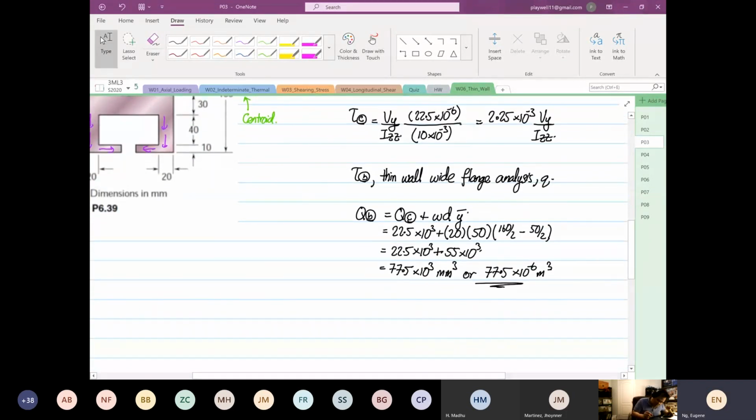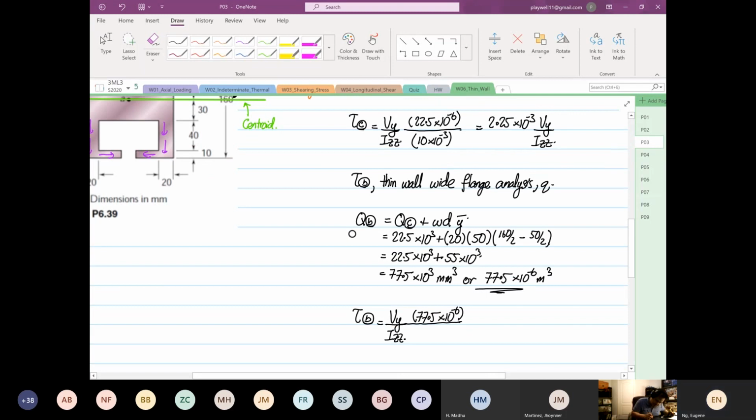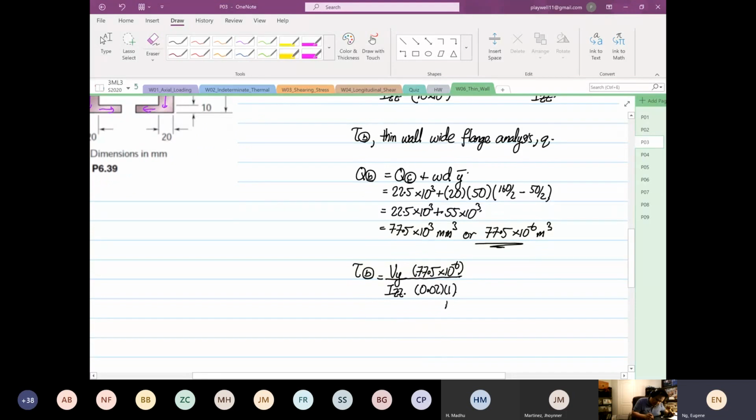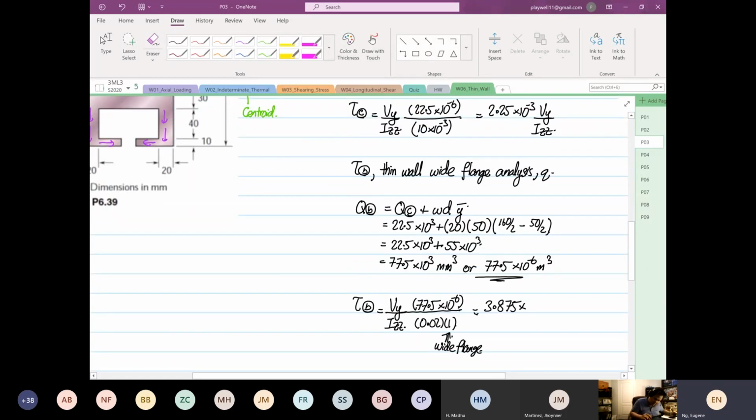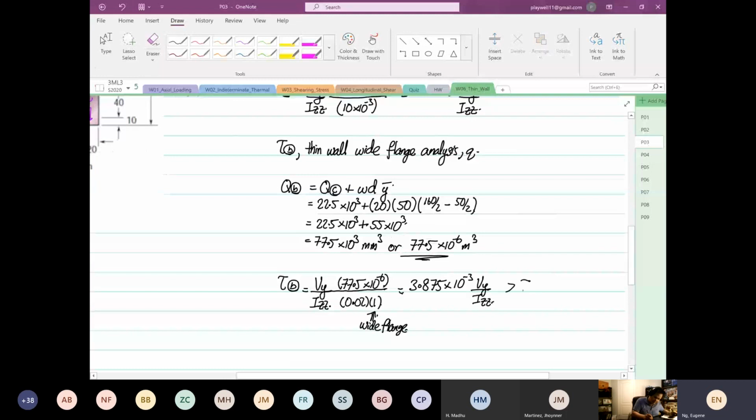So that's where we can find our shear stress at point B. It is equal to Vy over Izz times 77.5 times 10 to the power of minus 6 divided by the thickness, which is 0.02, and then multiplied by 1. Why multiply by 1? Because it is a wide flange. You don't need to write the multiply by 1; I'm just teaching now. So 77.5 times 10 to the power of minus 6 divided by 0.02 is equal to 3.875 times 10 to the power of minus 3. So this is higher, right? Stress at B is definitely higher than stress at C.